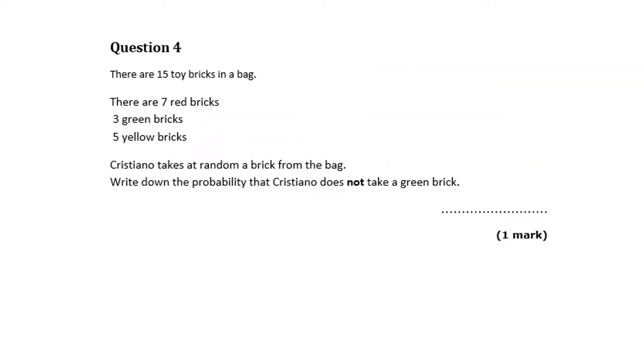Question 4. Moving away from trigonometry now, this is a probability question. There are 15 toy bricks in a bag. We've got 7 red, 3 green, 5 yellow. Now we're asked to identify the probability of not taking a green brick. Well, there are 3 green bricks. That means there are 12 bricks that are not green. So the correct answer here, you could have written 12 over 15, and that would be correct. If you managed to simplify to 4 over 5, even better.